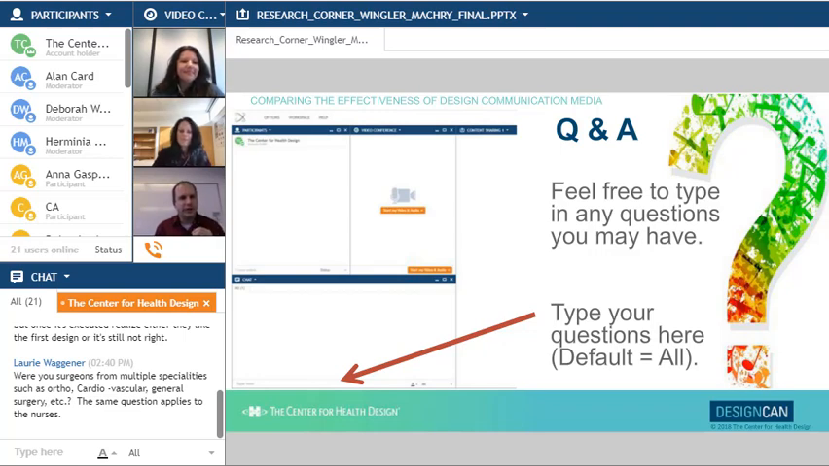We have another question on a related note. Were your surgeons from multiple specialties, such as ortho, cardiovascular, general surgery, et cetera? And the same question applies to the nurses. Thank you. That's a great question. So we have done this with two sets of types of surgeons and teams. We do it in clinical teams. So we had those that were pediatric and those that were orthopedic. So those are predominantly the two that we have tested. Very cool.